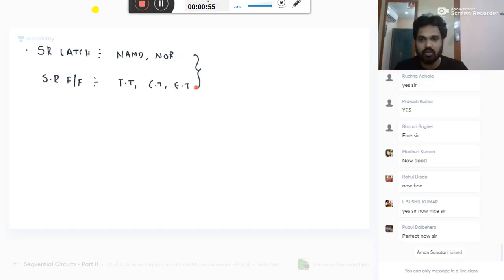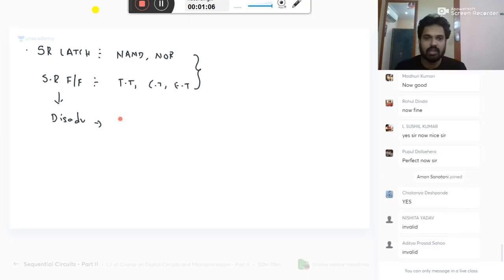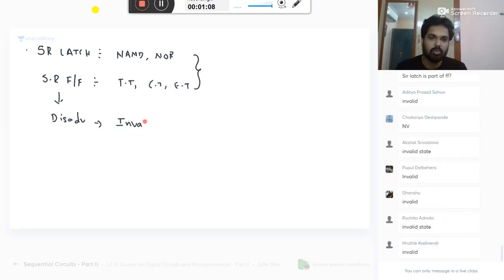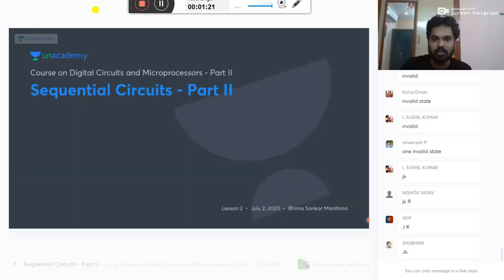Then the last conclusion of yesterday's class is that the SR flip-flop has one disadvantage. What is the disadvantage I told? Yes, invalid state. When both the inputs are 1, it gives an invalid state. We can overcome this by using another friend, the JK flip-flop. So now let's move to the JK flip-flop.